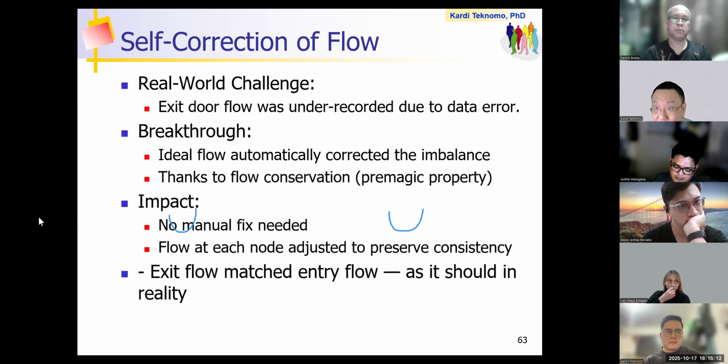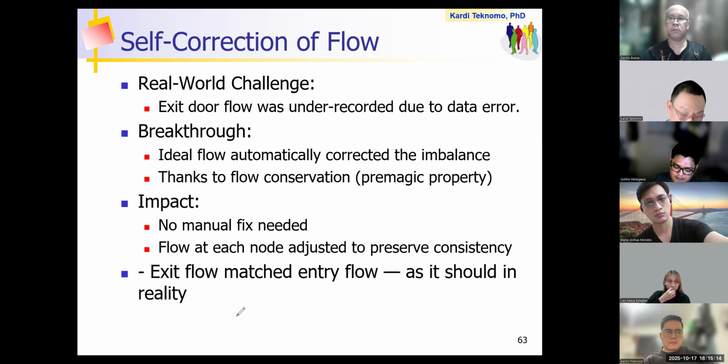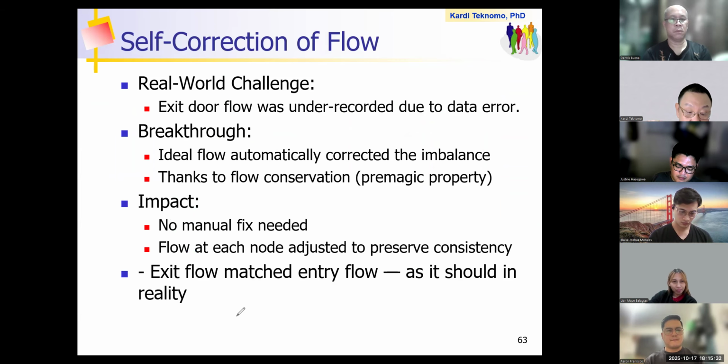In the real world, this is the highlight, the powerful moment of this study. One of my students missed recording the flow at the exit door, which caused the mismatch. That was done a while ago. But when we apply the ideal flow model, the system will correct itself automatically. This is the beauty of the pre-matching property. It will enforce the flow conservation without manual intervention. It was a surprising and elegant solution that validated the overall strength of the model.